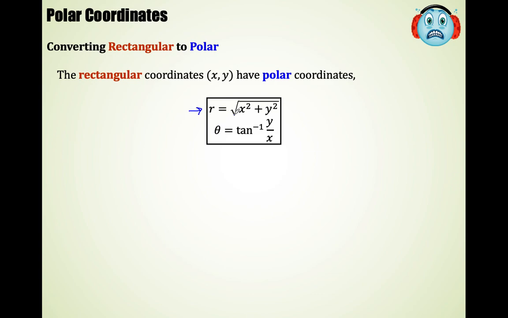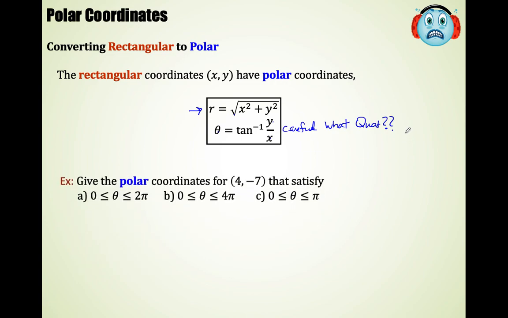rectangular coordinates. And then how do you find theta? Theta is inverse tangent of y over x. Be careful. You always have to think about what quadrant you're in. Remember that objective from AAF? What quadrant are you in? Be careful. So look at this question. Give the polar coordinates for 4, -7 that satisfy the following conditions.